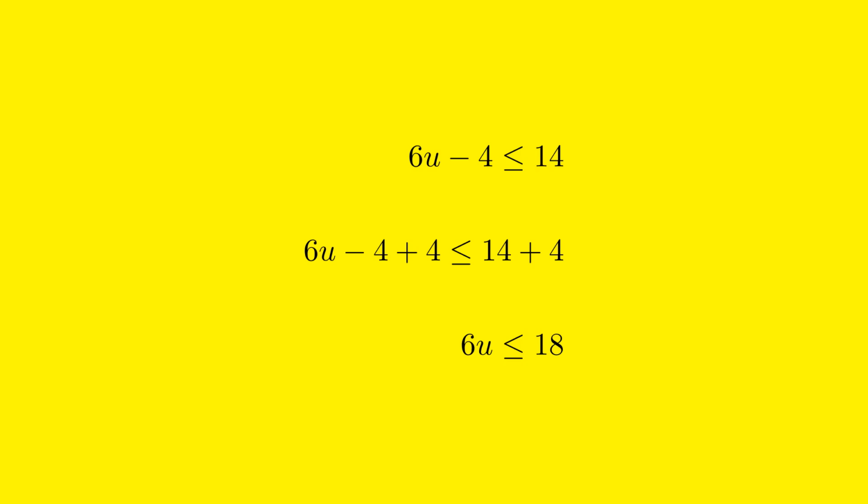To summarize, the inequality 6u minus 4 is less than or equal to 14 has been simplified to 6u is less than or equal to 18 by adding 4 to both sides. The reasoning for this step is to eliminate the constant term and begin the process of solving for u.